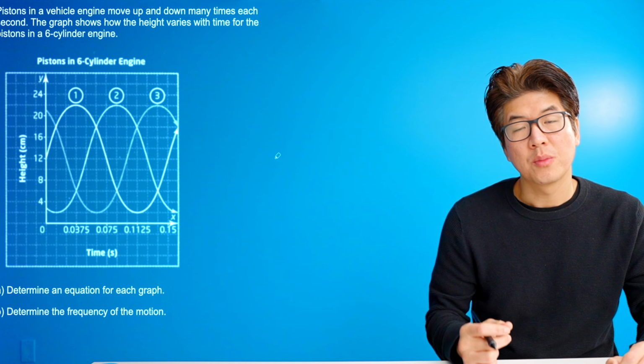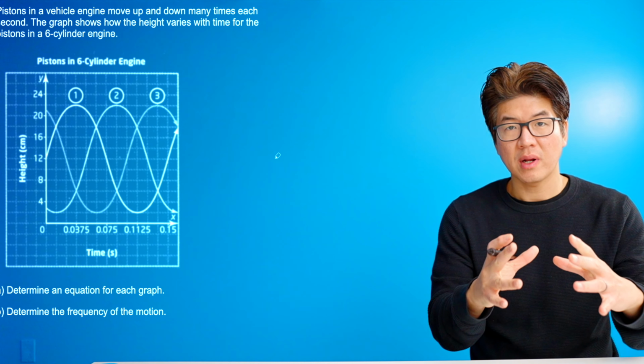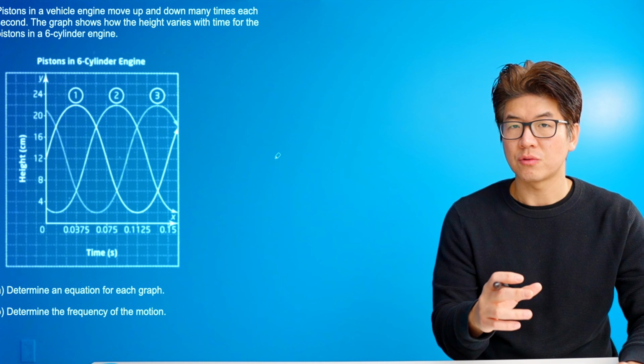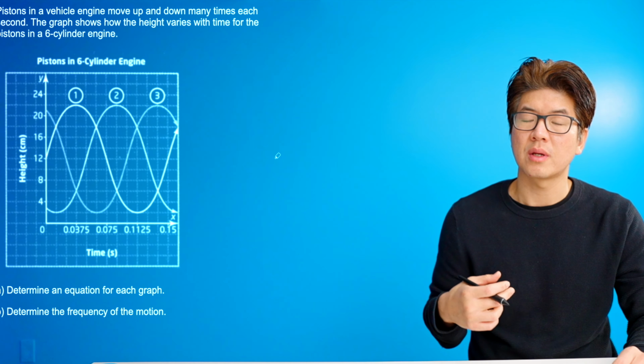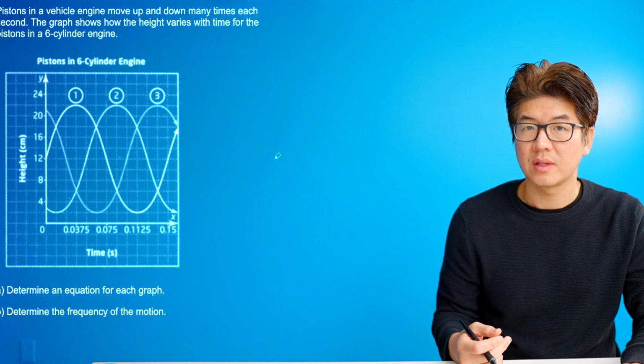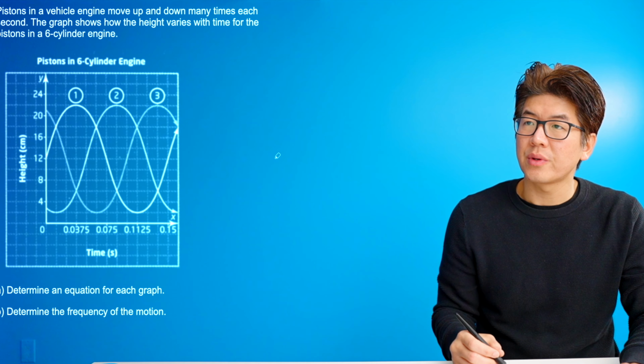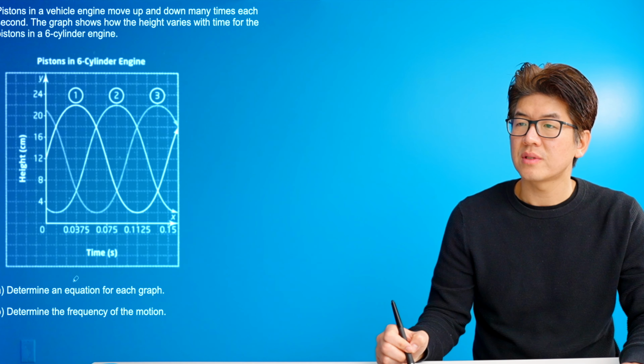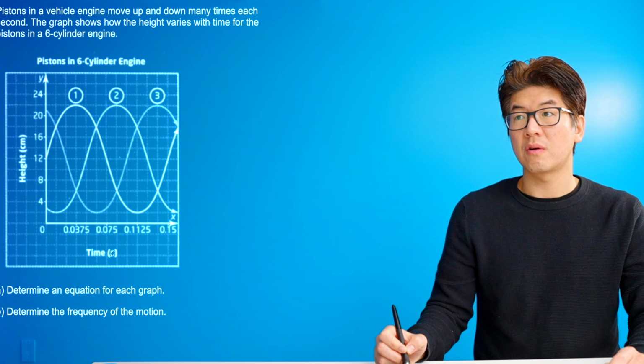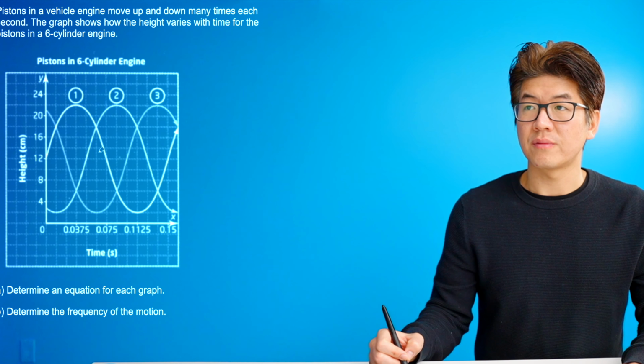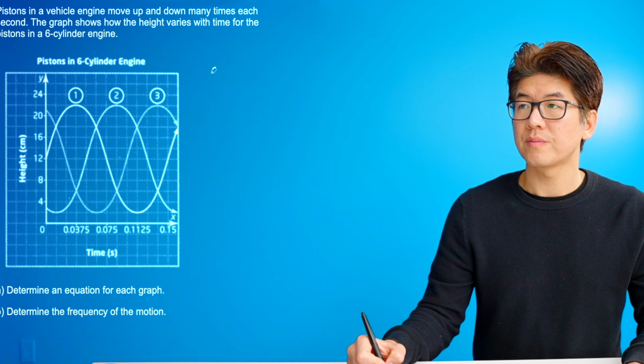Hey, let's do one more example of given a graph. Given a graph of trig modeling, we have to get the equation and maybe get some further information out of it. Let's take a look here. We have three graphs. First job is to determine the equation of the three different graphs here. So let's do one first.